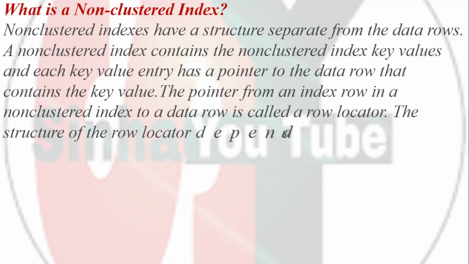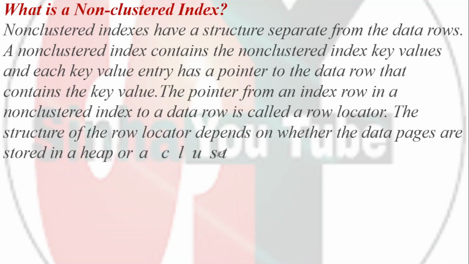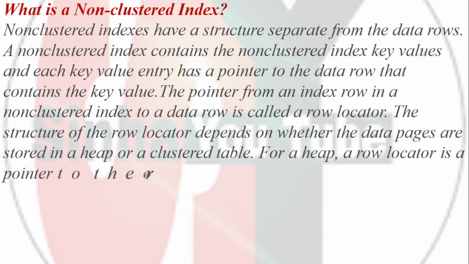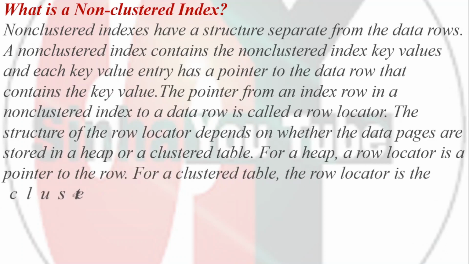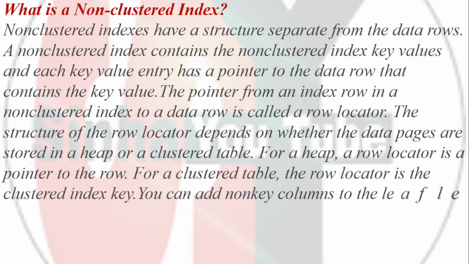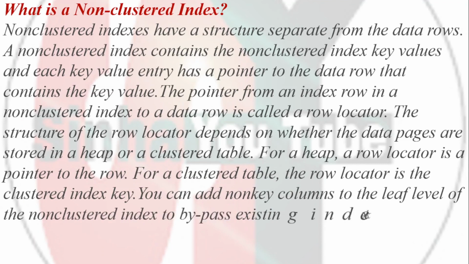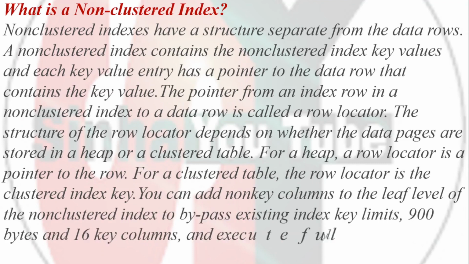The pointer from an index row in a non-clustered index to a data row is called a row locator. The structure of the row locator depends on whether the data pages are stored in a heap or a clustered table. For a heap, a row locator is a pointer to the row. For a clustered table, the row locator is a clustered index key. You can add non-key columns to the leaf level of the non-clustered index to bypass existing index key limits, 900 bytes and 16 key columns, and execute fully covered, indexed queries.